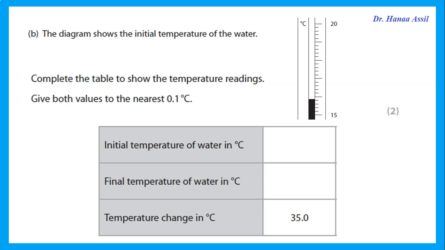The diagram shows the initial temperature of the water. Complete the table and give the values to the nearest 0.1. So you need 1 decimal place. What is the initial temperature from that diagram? You should realize that that is 15.9. What is the final temperature? How do I know the final? Well, it already gives me the temperature change. So if I have a rise of 35, that means I add 35 to the 15.9. That gives the final temperature of the water.